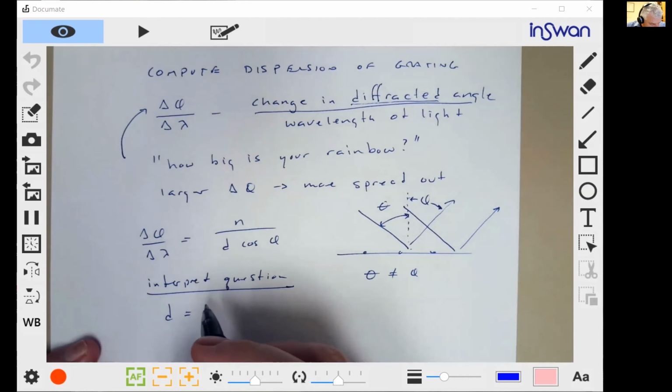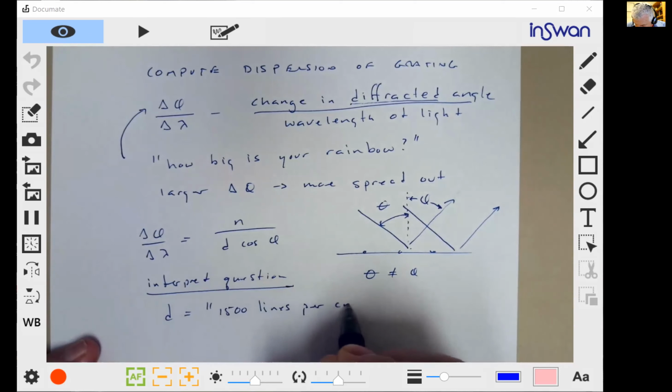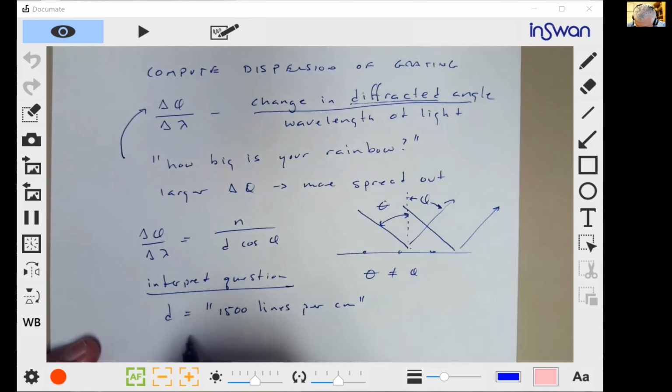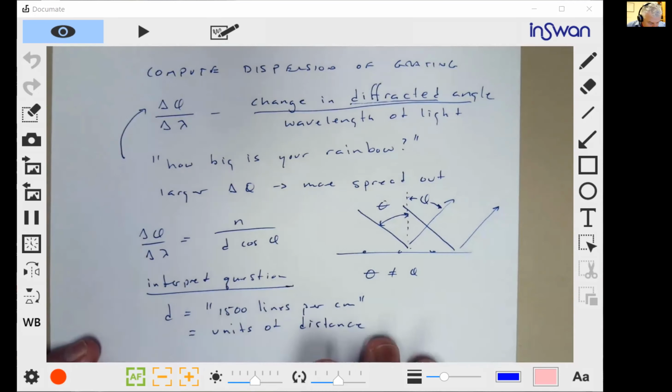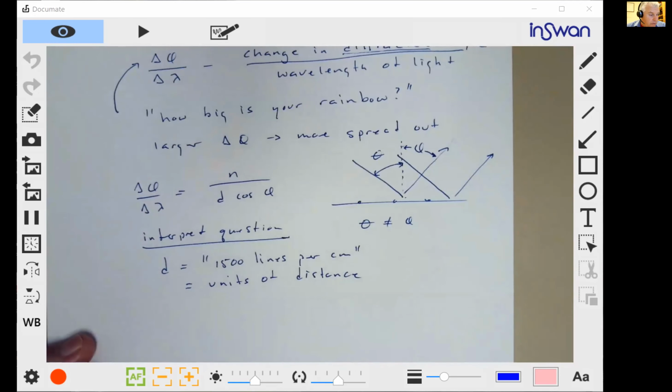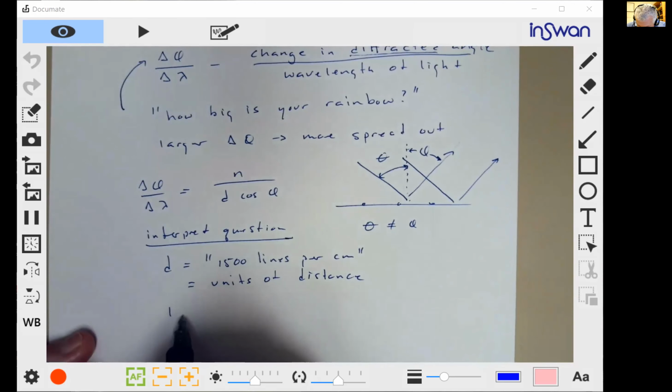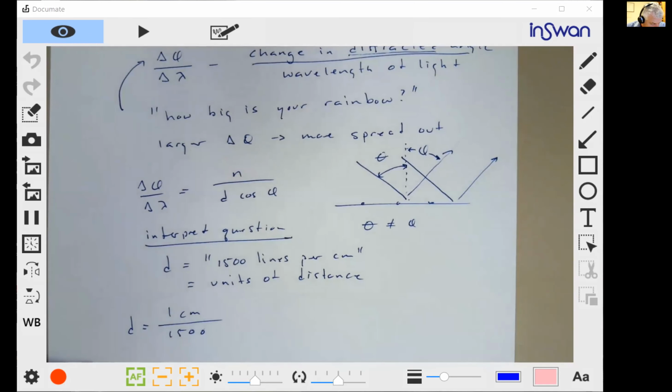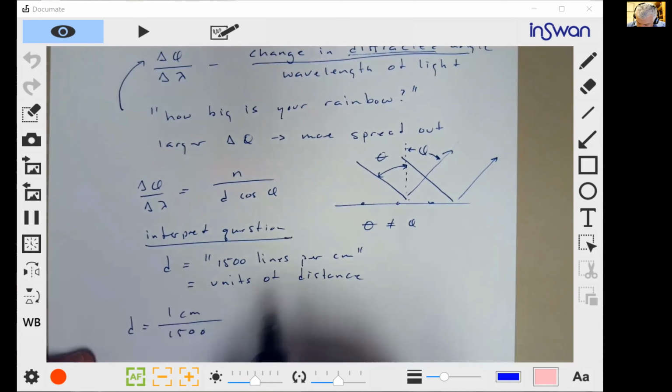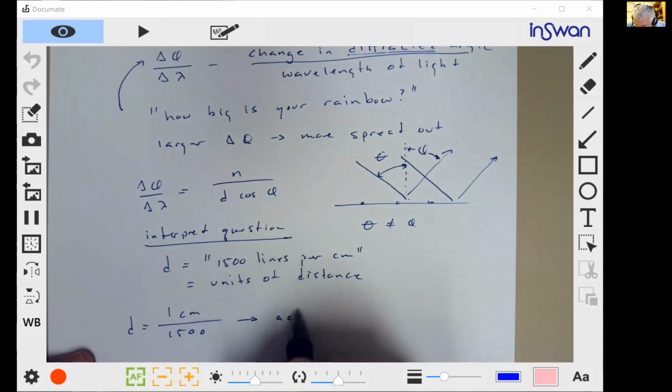Where d is equal to something like 1,500 lines per centimeter, right? But d actually has the units of distance. So if you put in for d, 1 centimeter over 1,500, which is numerically what d is equal to, then you'll get the right answer. This will give you the actual d value.